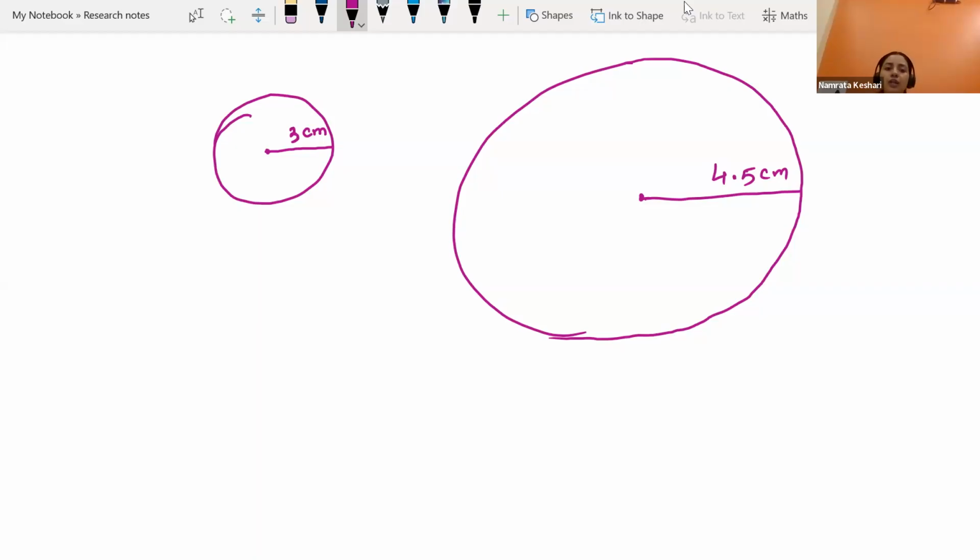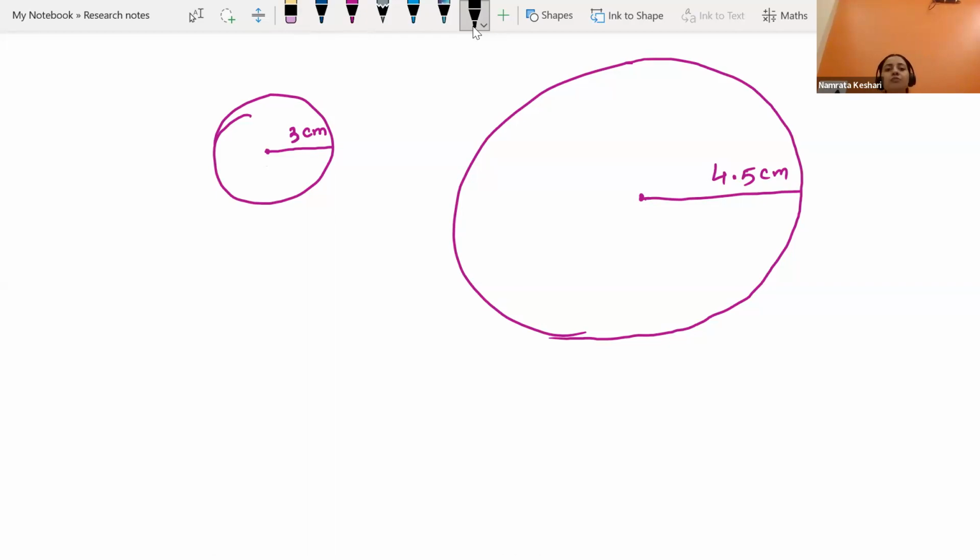If you think about angle, here it is 360 and here also it is 360, since we are talking about a circle. So we don't have to worry about angle. Only the radius we need to compare, to see whether the radii are in proportion or not. So what does that mean? How will we check whether the ratios are the same or not? 3 is to 4.5.